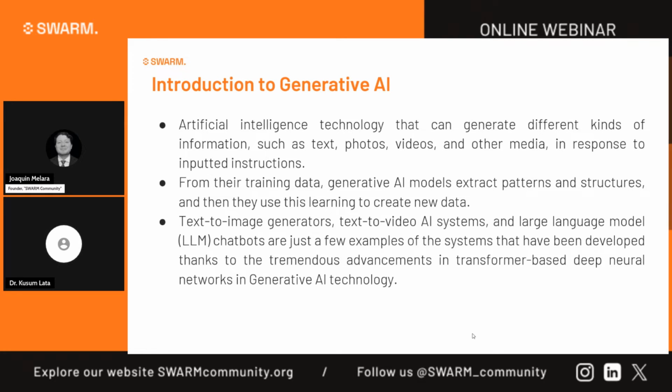So how does this generative AI work? First, we have to train the model on some data set we have collected. Using the training data, we have trained the model. Now the generative AI model extracts features or patterns, the relationships between the words also. Based on that learning, it creates new data.